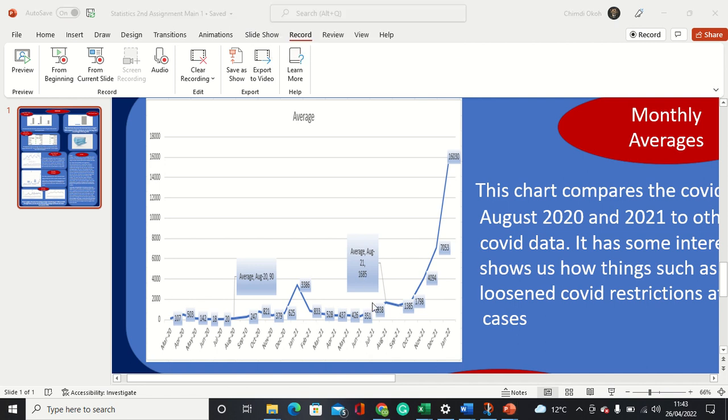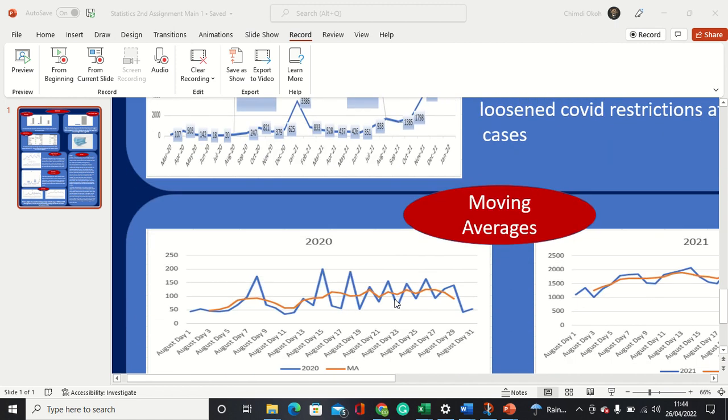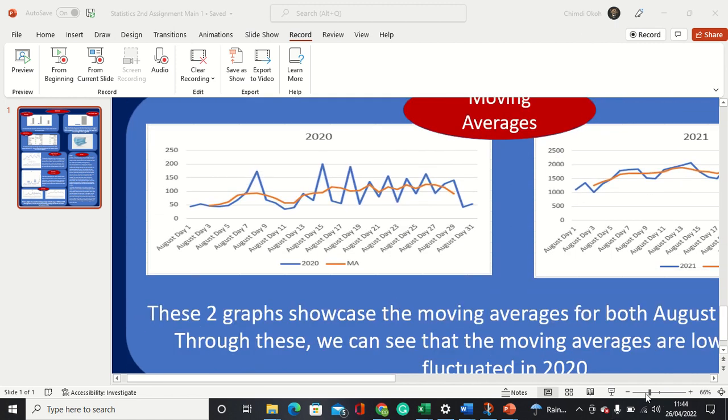From here on out, the average COVID cases for the months only started to go higher and higher and higher as COVID restrictions got a lot more weakened and a lot more people were going out because they were less fearful of COVID. I can zoom out for this chart.